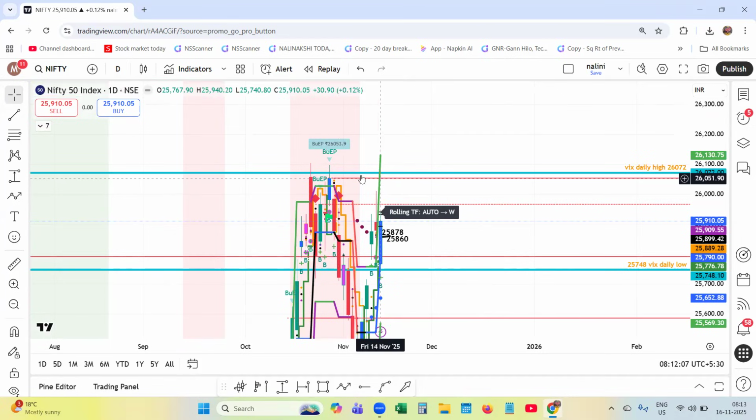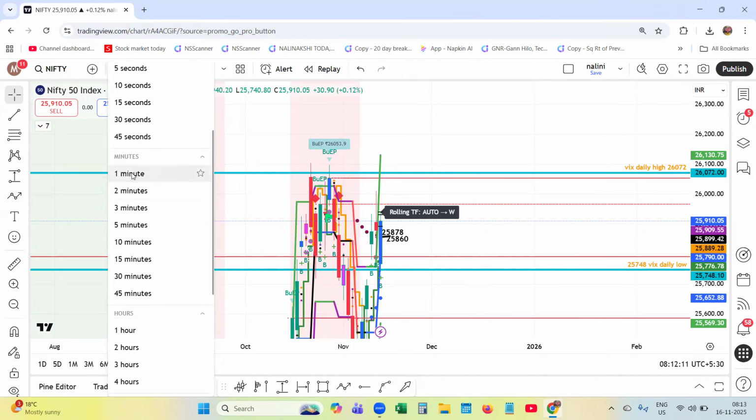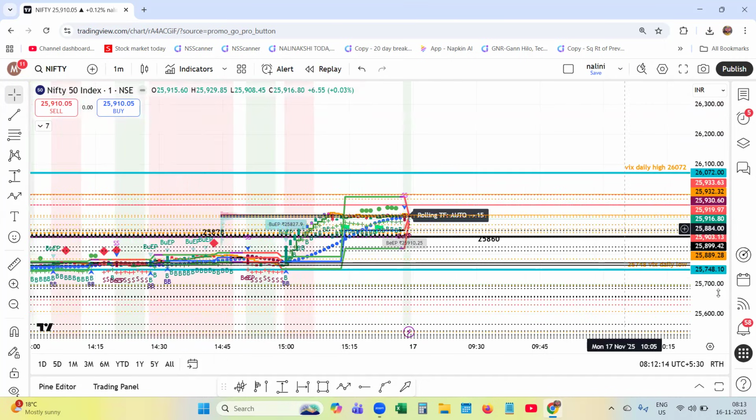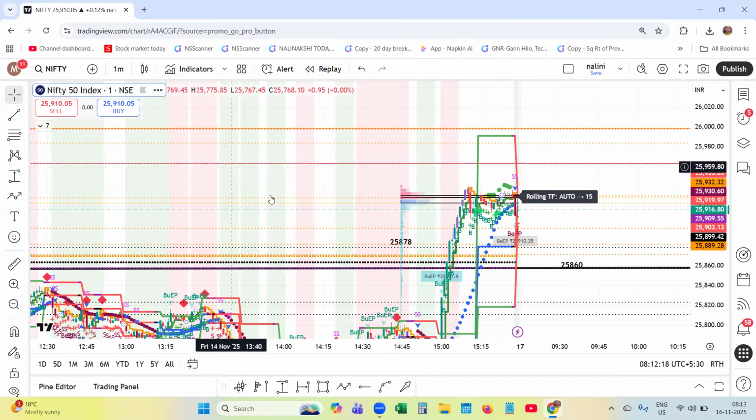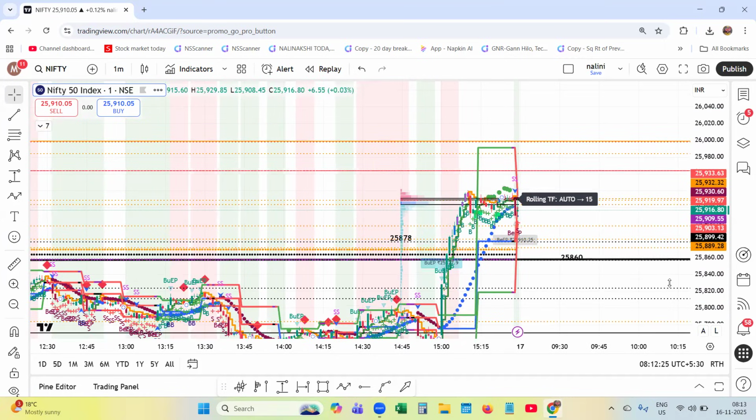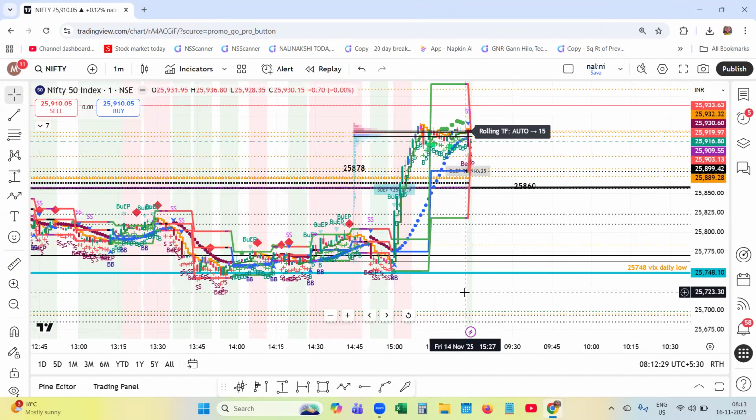These EP lines are a game changer for you people. Let me go back to the 1 minute time frame, and let me show you in playback mode how the market has taken support. There is a blue color background and a red color background, a green color background and a red color background.